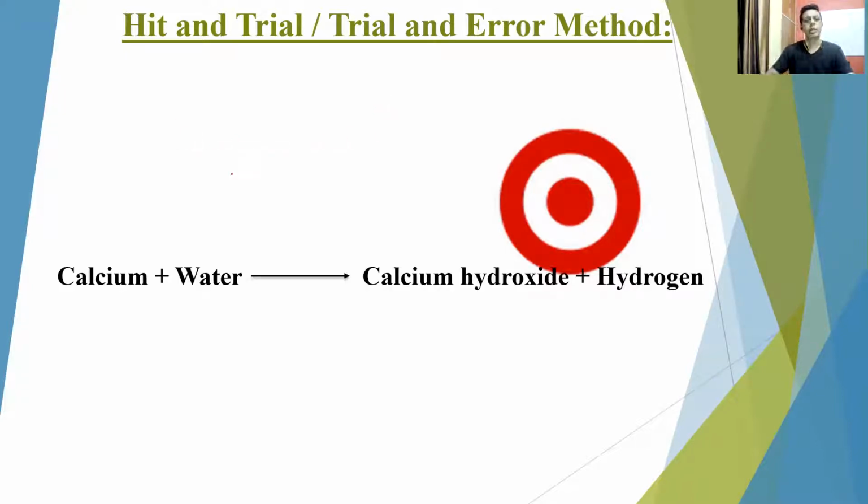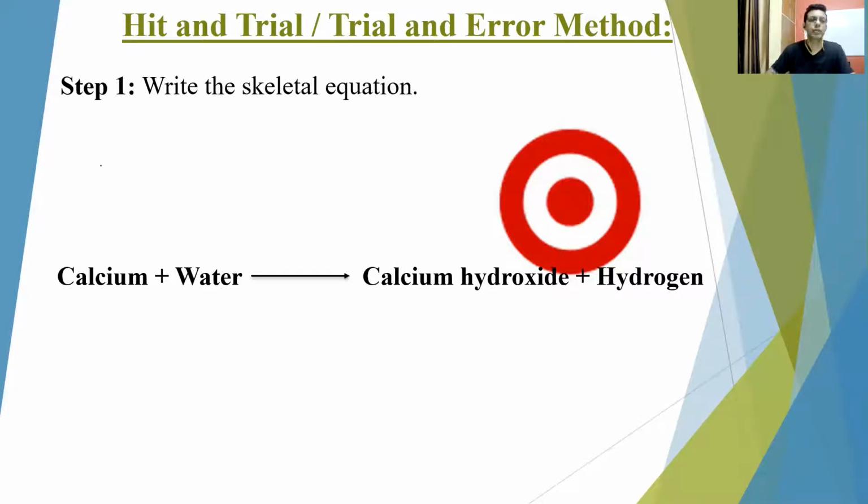Suppose I take a simple chemical equation, that is calcium plus water gives calcium hydroxide and hydrogen. Now to balance, there is no hard and fast rule because this method is called the hit and trial method. But if you follow certain steps, then the balancing becomes easy for you. So first, we'll write the skeletal equation. Now in this case, how to write the skeletal equation?